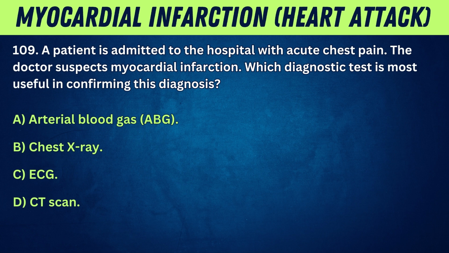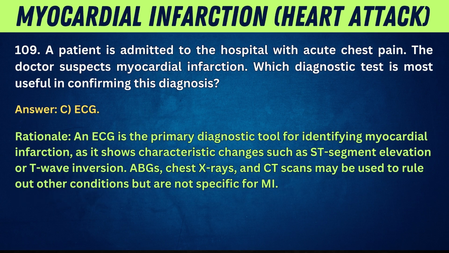109. A patient is admitted to the hospital with acute chest pain. The doctor suspects myocardial infarction. Which diagnostic test is most useful in confirming this diagnosis? A. Arterial blood gas, ABG. B. Chest X-ray. C. ECG. D. CT scan. Answer: C.